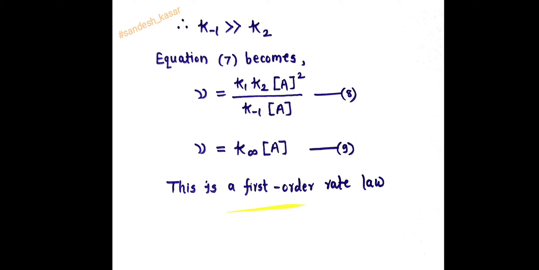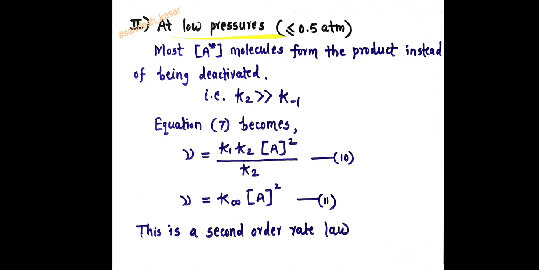Now another condition is at low pressures, where pressure is less than or equal to 0.5 atmosphere. Here most A star molecules form the product instead of being deactivated. In the first case, we have seen that A star molecules get deactivated instead of forming product. Here the A star molecules form the product instead of being deactivated. So it is opposite to each other. That is, k2 is very much greater than k minus 1.